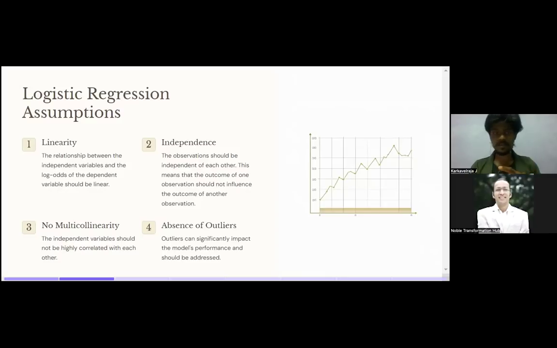Then no multicollinearity. In linear or multiple linear regression, multicollinearity must be checked, and here too there should be no multicollinearity. That means the independent variables should not be highly correlated with each other.